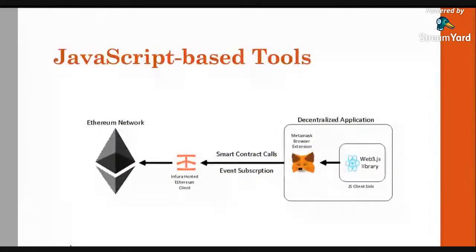And basically, MetaMask provides the Ethereum address. Remember, we talked about externally owned accounts and that they have an address. So MetaMask provides you with this Ethereum address, and this is the address you can use to deploy smart contracts and interact with smart contracts.